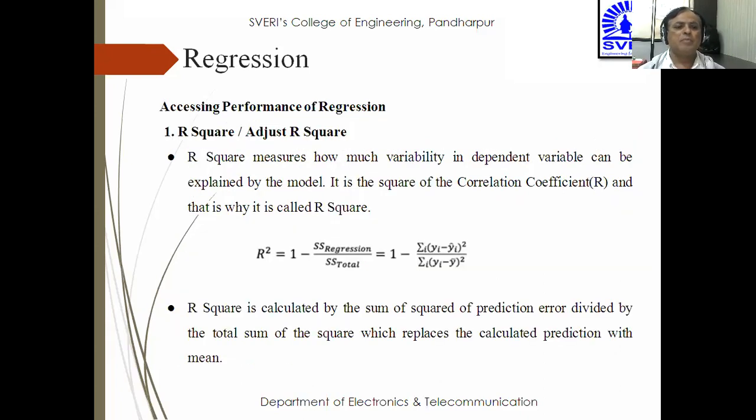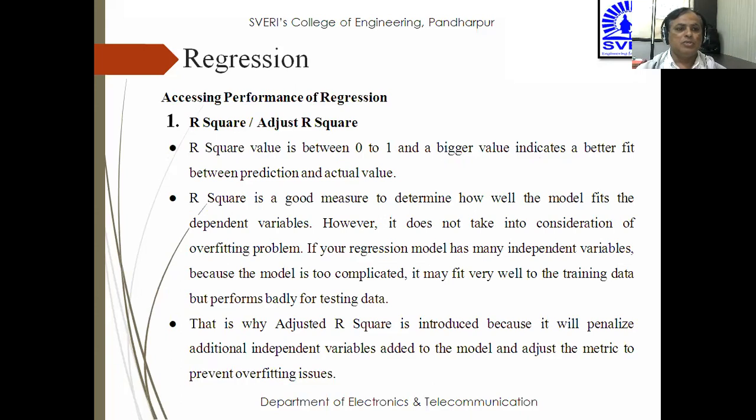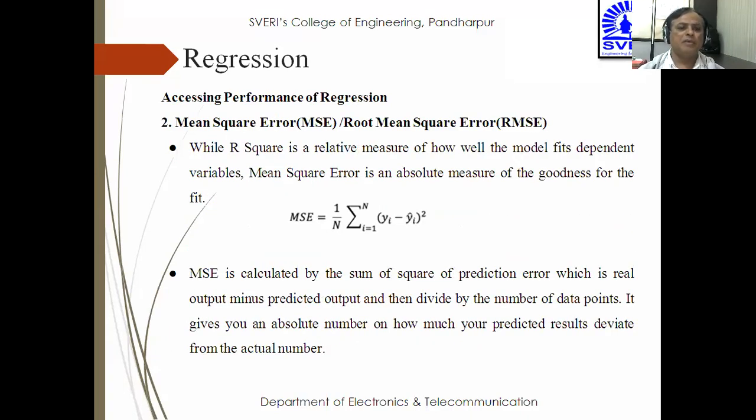The R square is given by 1 minus SS regression upon SS total, equal to 1 minus the summation of (yi minus y cap) whole square divided by the summation of (yi minus y mean) whole square. So this is how R square is used to measure how much variability in the dependent variable can be explained by the model. It is calculated by the sum of squares of prediction error divided by the total sum of squares, which replaces the calculated prediction with the mean. The R square value is between 0 and 1, and a bigger value indicates a better fit between prediction and actual value.